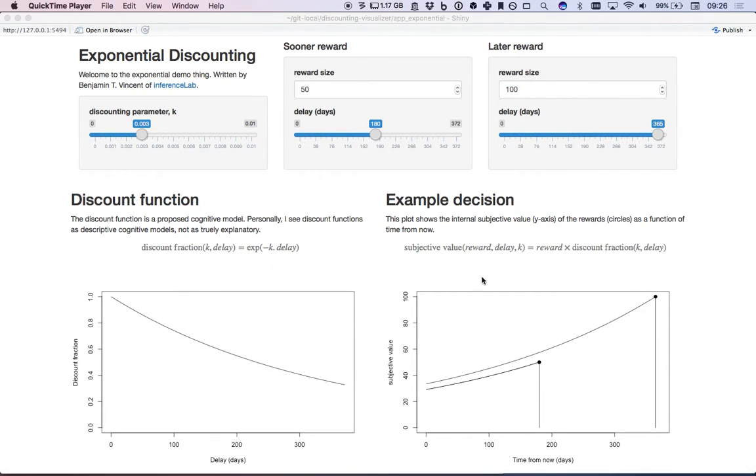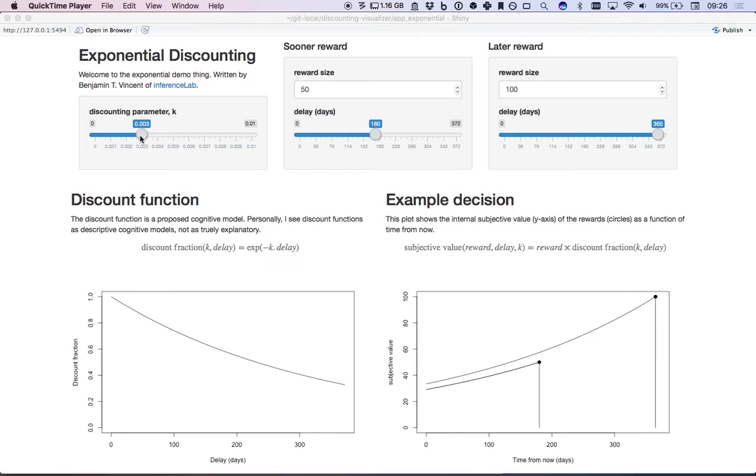This is shown over on the right hand side here, where we have two possible future rewards that we are considering. One of them is about 6 months in the future, and the other one is in a year's time. But the one in a year's time is double the size, double the magnitude. Now the question is, how should I discount these rewards because they're both in the future, and what choice should I make? Well, that's a difficult question, but according to exponential discounting, I should discount according to this particular curve.